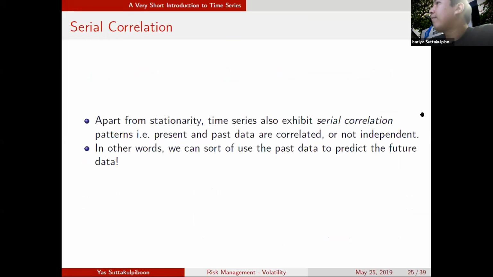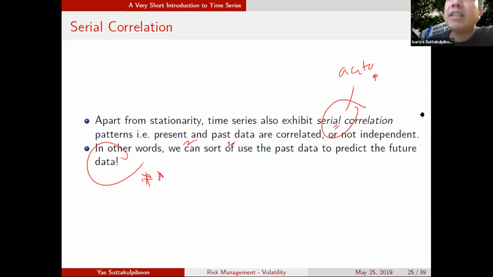Again, serial correlation. Apart from stationarity, time series also exhibit serial correlation or autocorrelation too. You can use them interchangeably, but for time series, we prefer serial. Present and past data are correlated, or not independent. In other words, we can sort of use past data to predict future data. If there's a serial correlation between today's data and tomorrow's data, there's a hope that we can predict the future. So that's the idea.